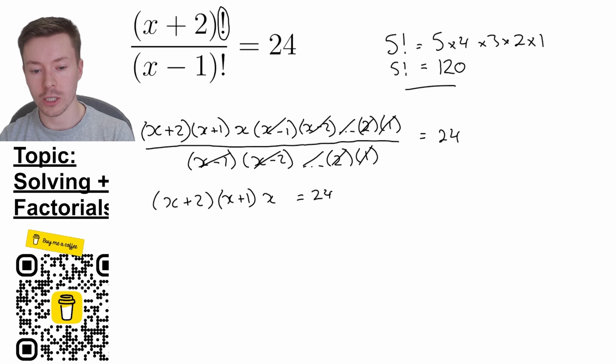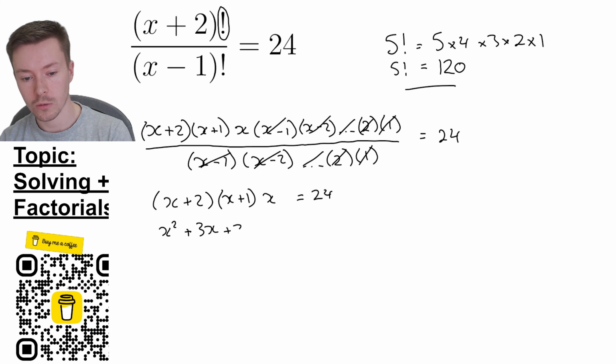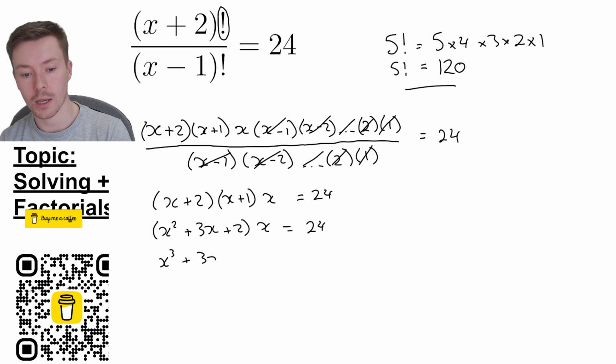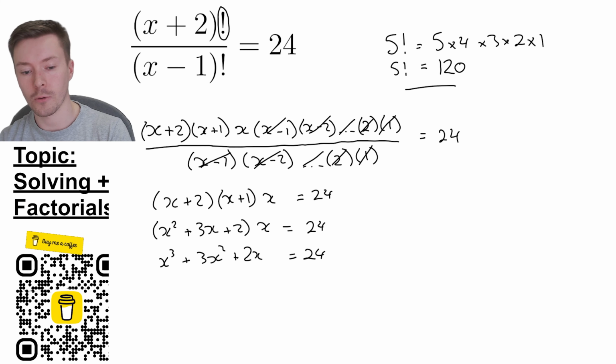Now we need to start expanding these double brackets, and then we're going to multiply everything after that by x, and it will still be equal to 24. So we get x times x, which is x squared. We then get 2 times x, which is 2x, 1 times x, which is x. So that gives us plus 3x. 2 times 1 is 2. And now we've got to multiply everything by x. x times x squared is x cubed, plus 3x squared plus 2x is equal to 24.